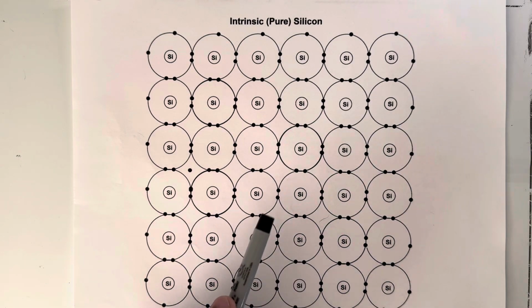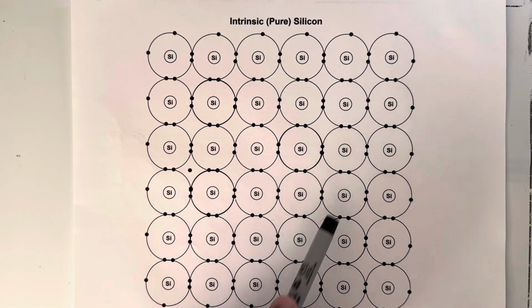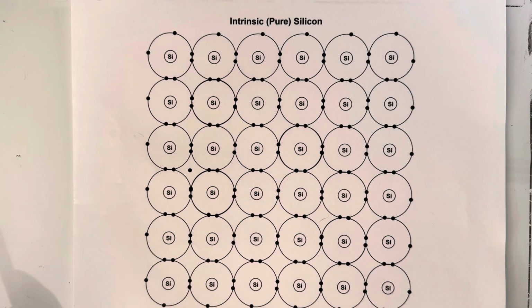It takes a lot of energy to remove an electron from this structure and get it to flow through the crystal. Now, that means that pure silicon is really a terrible conductor. It's almost a pure insulator.